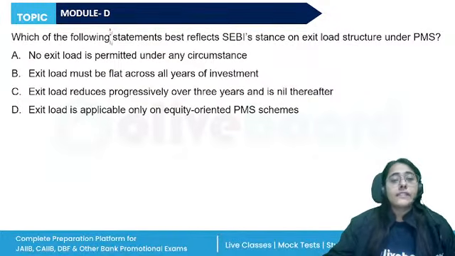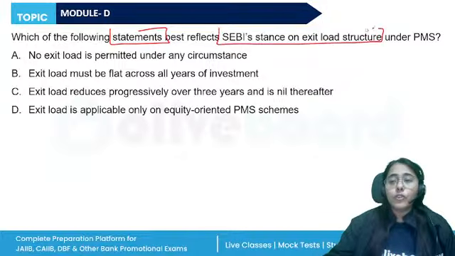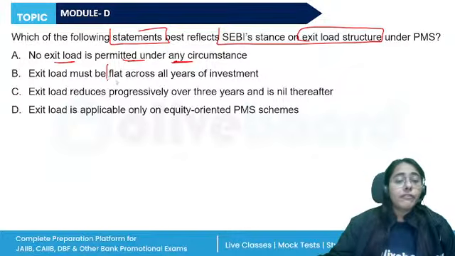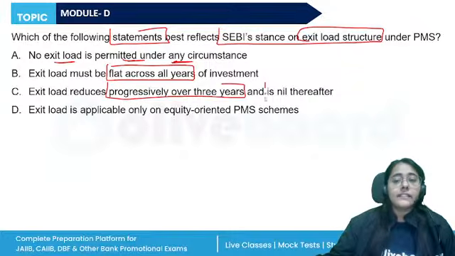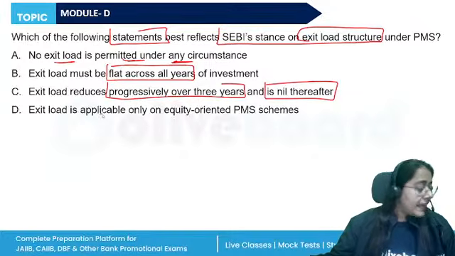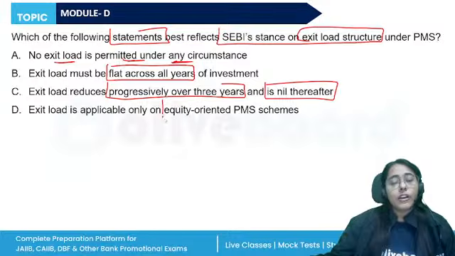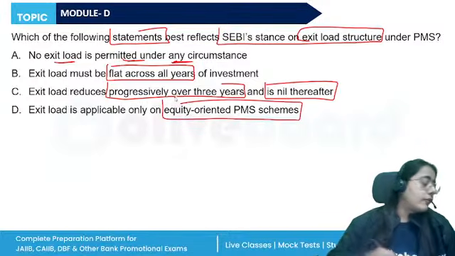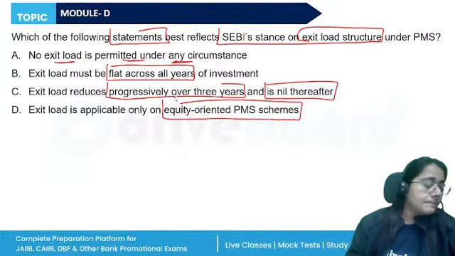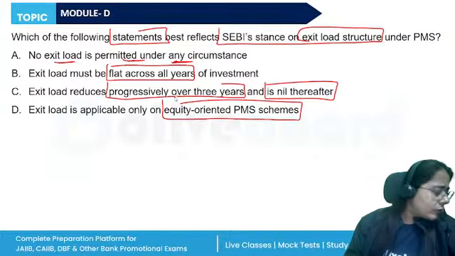Which of the following statements best reflect the SEBI's stance on exit load structure? No exit load is permitted under any circumstance. Exit load must be flat across all years of investment. It reduces progressively over 3 years and is nil thereafter. Exit load is applicable only on equity oriented portfolio management services. What is the exit load? What is the meaning of exit load?